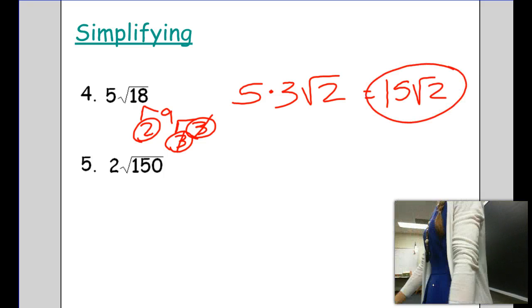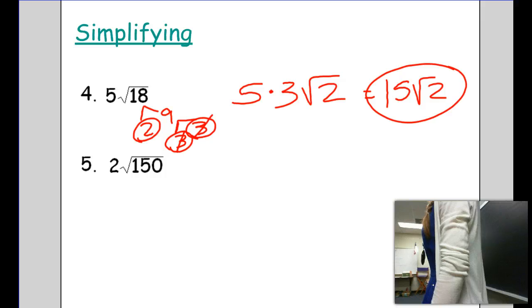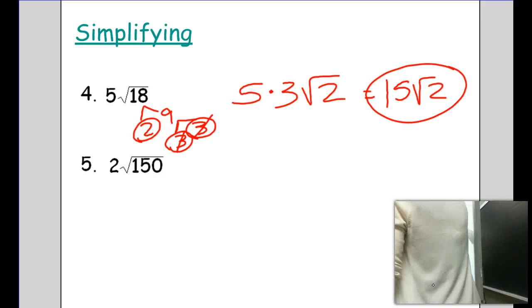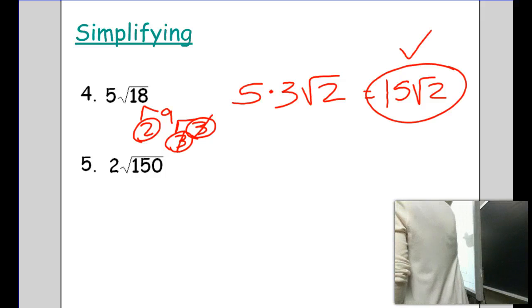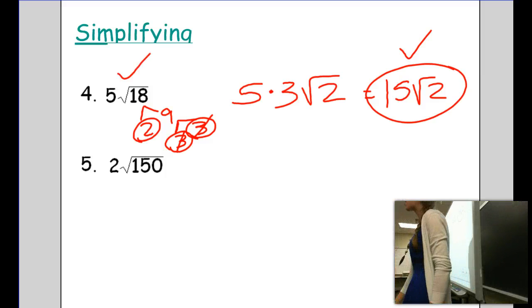On a quiz, what would you do once you have your answer? Well, circle it. You would plug this into your calculator. You would plug the question into your calculator, and you would make sure you get the same decimal. You can grade your own paper. There's no reason to turn in a paper that you haven't checked. You should absolutely check it.